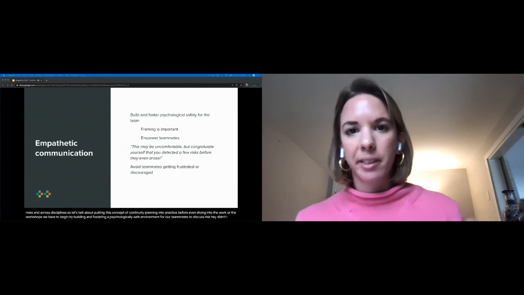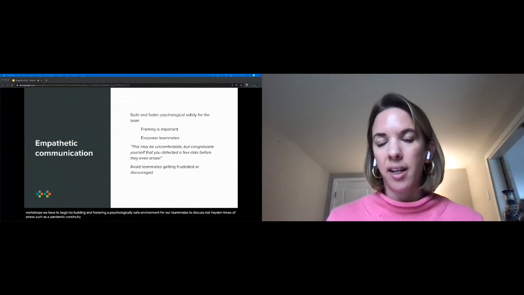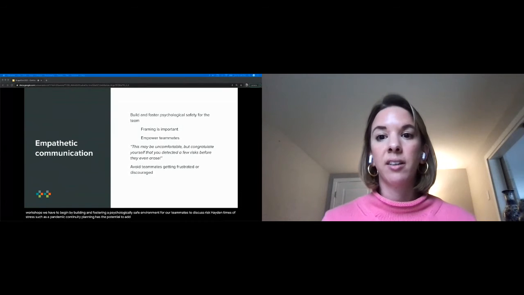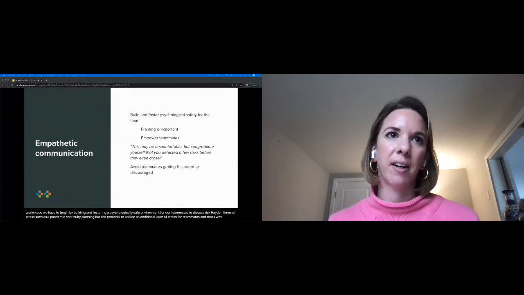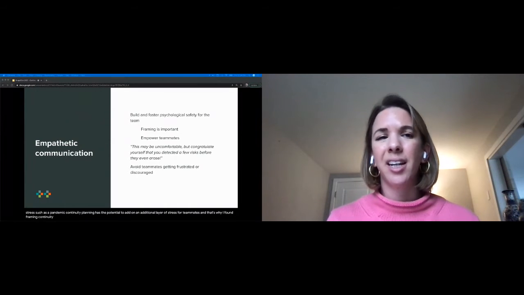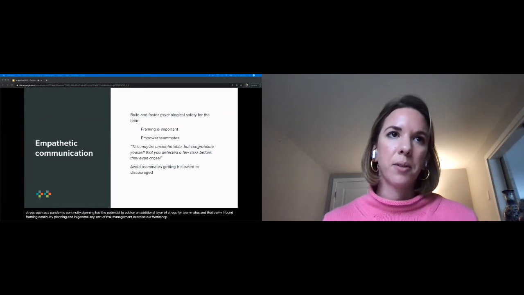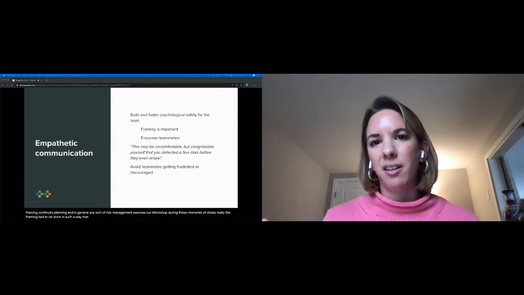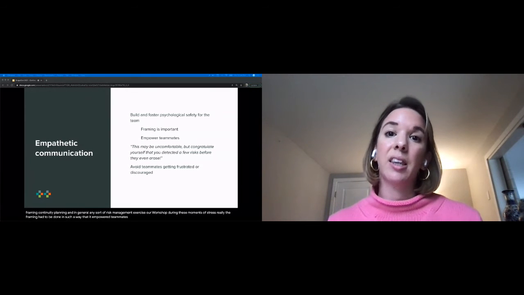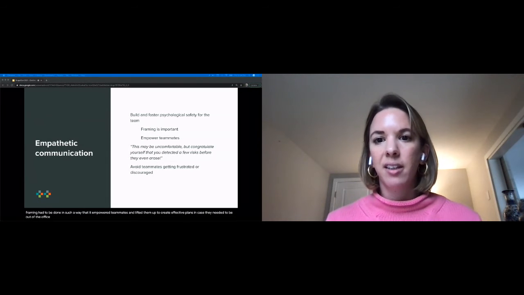During heightened times of stress, such as a pandemic, continuity planning has the potential to add an additional layer of stress for teammates. And that's why I found framing continuity planning, and in general any sort of risk management exercise or workshop during these moments of stress, really had to be done in such a way that it empowered teammates and lifted them up to create effective plans in case they needed to be out of the office. That framing was absolutely critical.